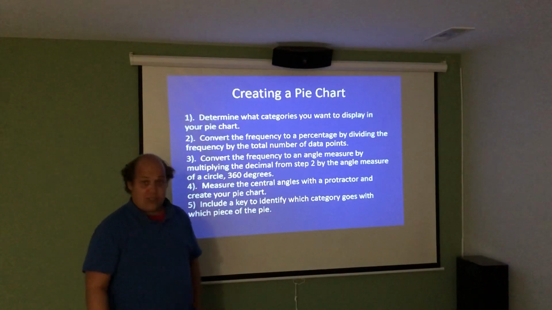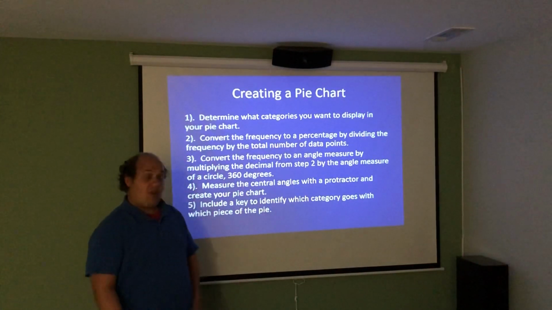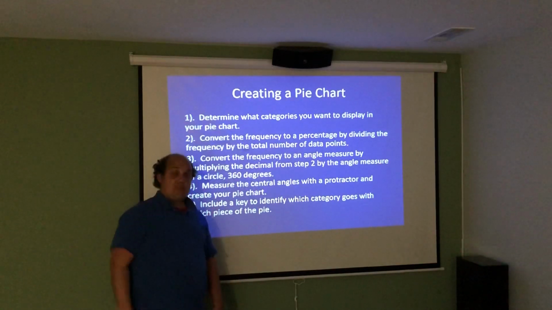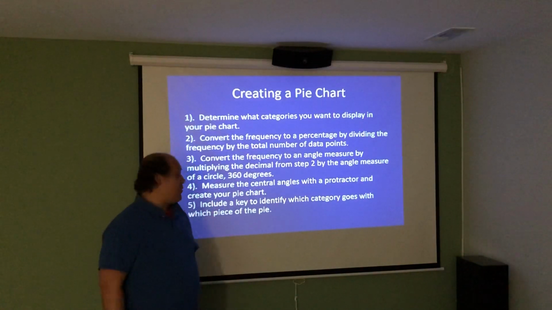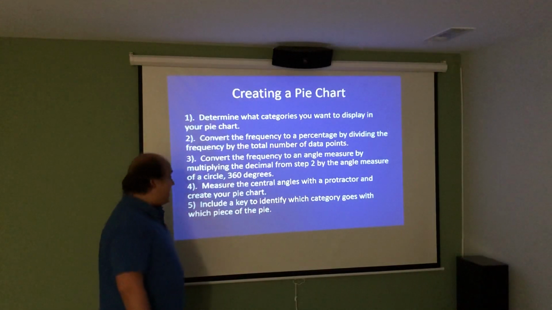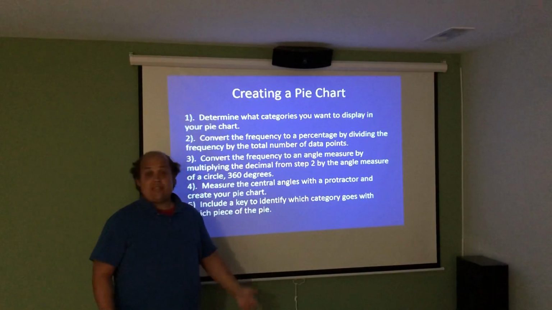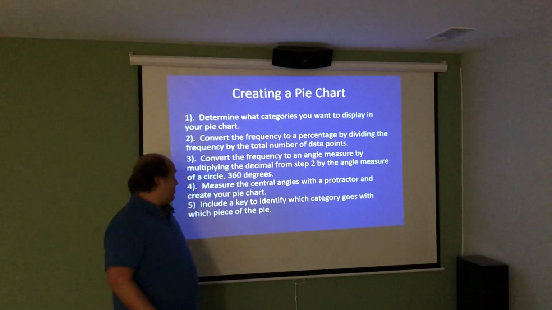Again, we won't actually use protractors in this class, but the idea is you could get out a protractor and actually physically draw this pie chart so that it was to the exact right specifications. In the end, you'd want to include a key which would identify which color goes with which category so that it's easier for the audience to read the graph.